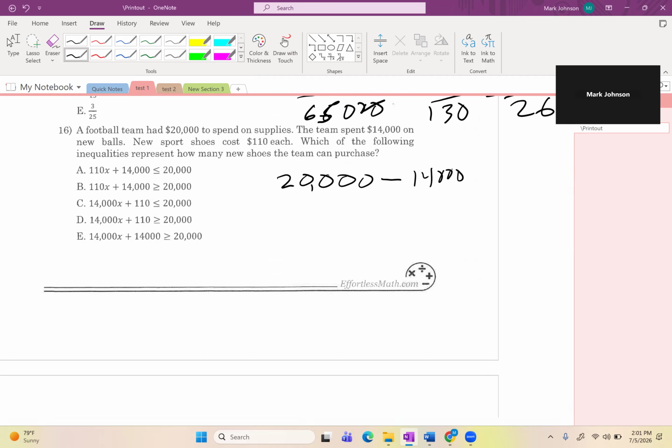So, queremos una inequalidad así. De lo dinero que queda, queremos comprar zapatos que cuesten 110 cada uno.